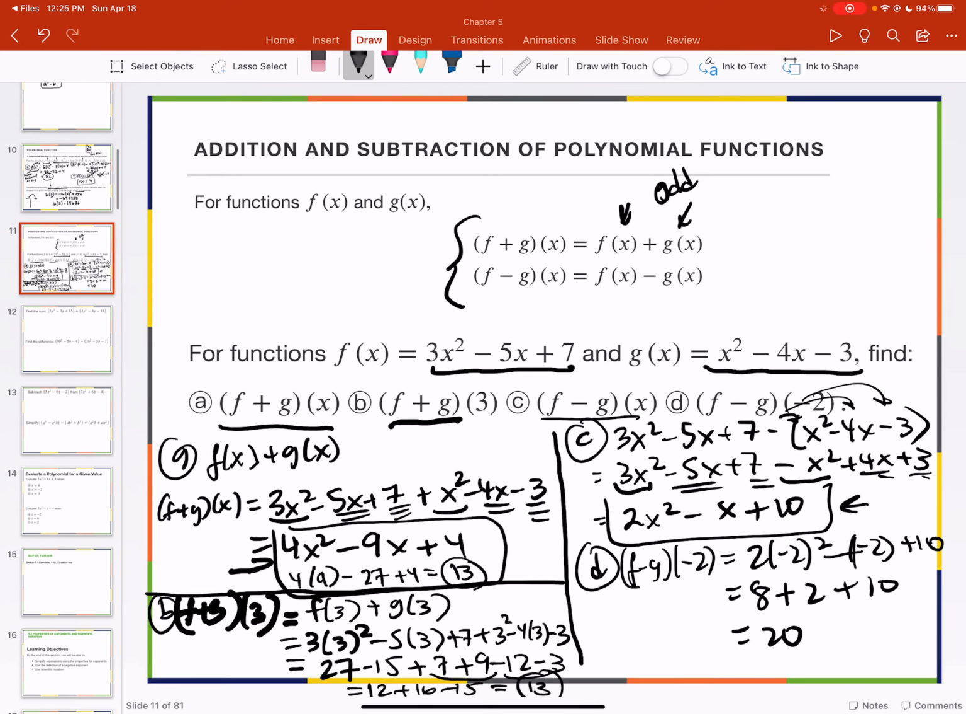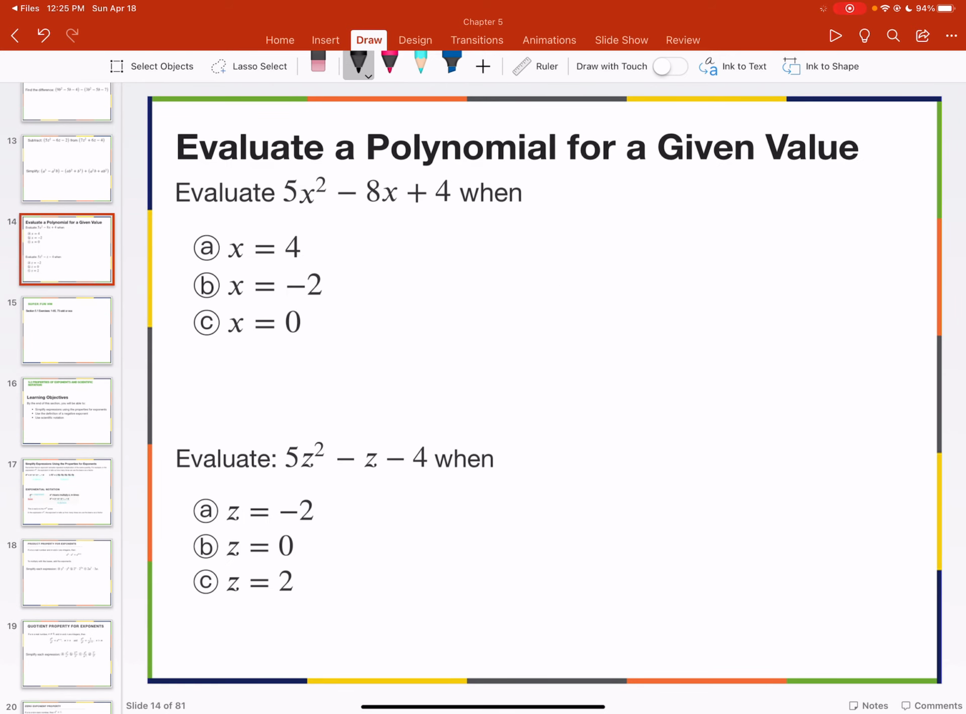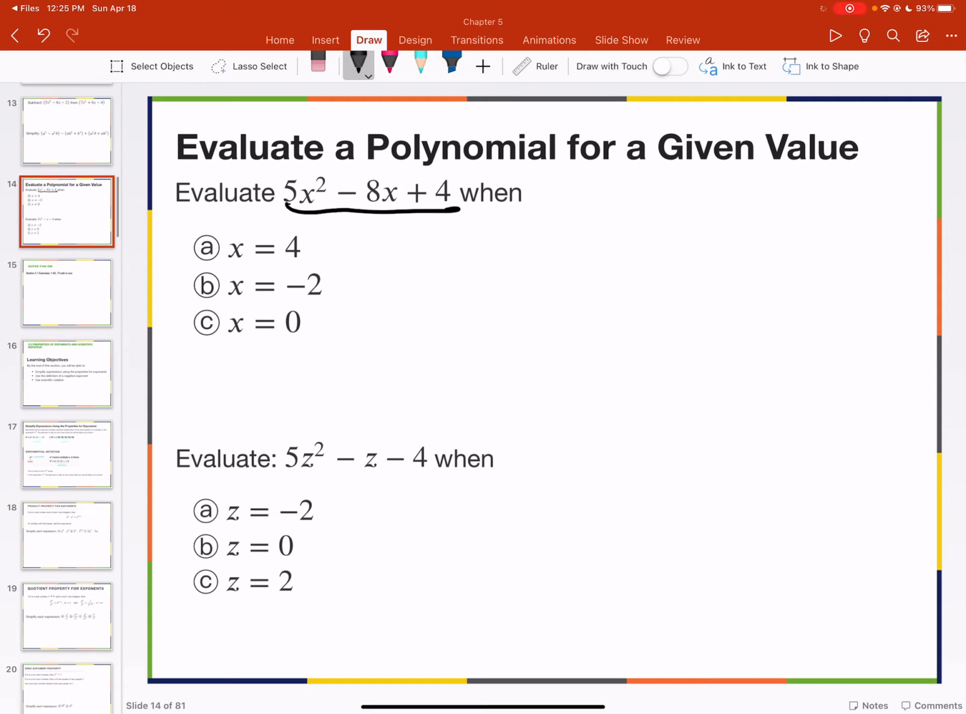All right. So I think we've already done enough of these. Let's do a little bit more. Evaluating a polynomial for a value. So same thing here, except that now it's actually going to be easier. You know, that's funny. We should have done the other one before. So evaluate this when x is equal to 4, x is equal to -2, and x is equal to 0.